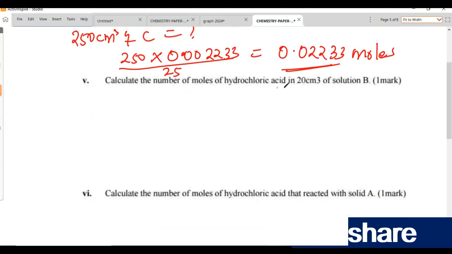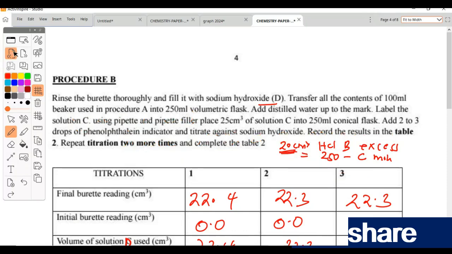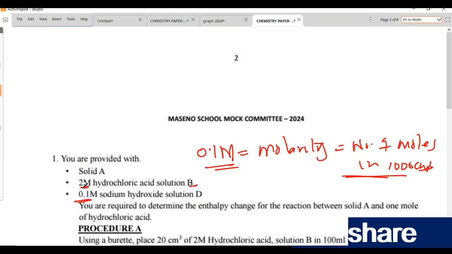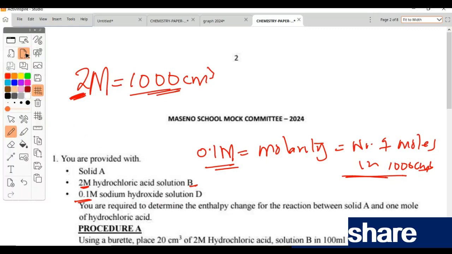Calculate the number of moles of hydrochloric acid in solution B. Solution B, you go back to what you are provided with. You are provided with solution B 2 molar. 2 molar means, I have told you, capital M stands for molarity. So it means 2 capital M. This is molarity. Molarity is a number of moles in 1,000 centimeters cube. So this is 2 moles are in 1,000. So we are going to find out how much we have used. We have used 20. It will have how many moles?